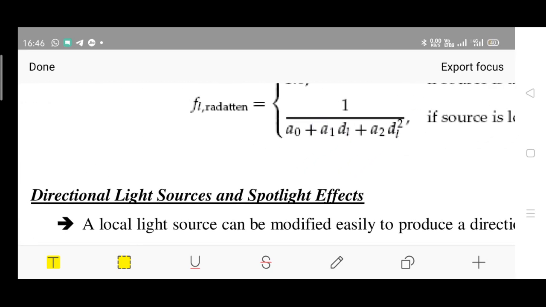Next type of light source is the directional light source and spotlight. Let us discuss them in the next video.